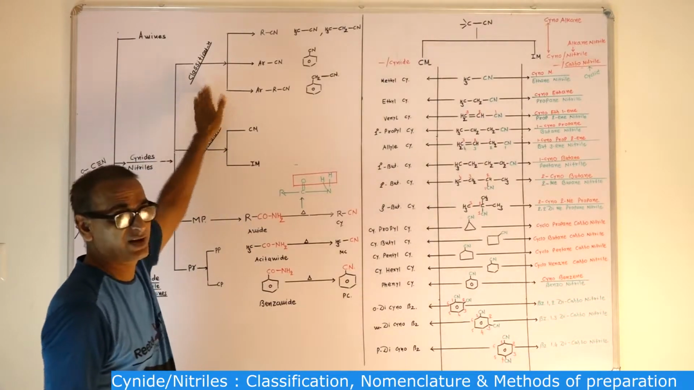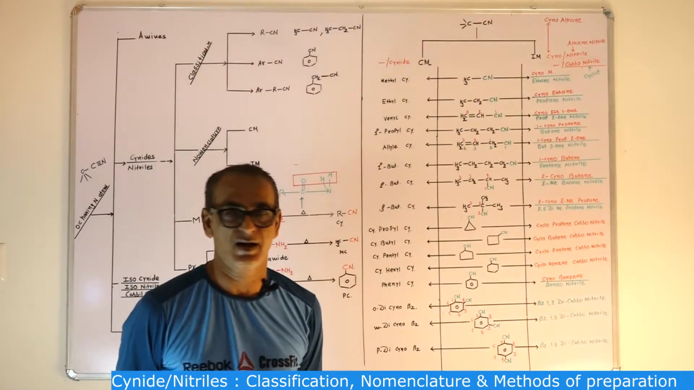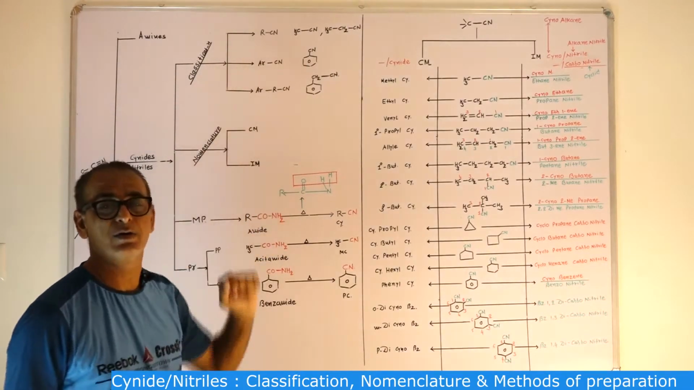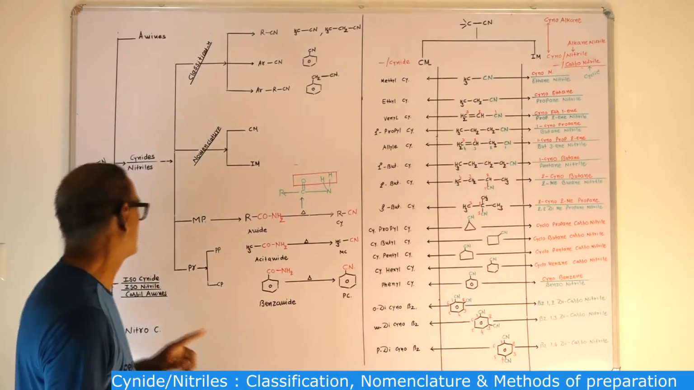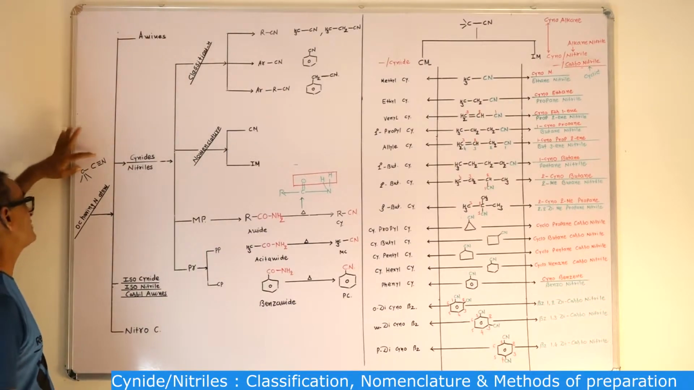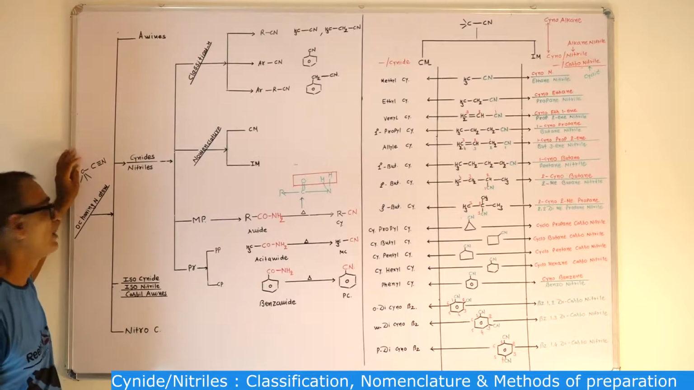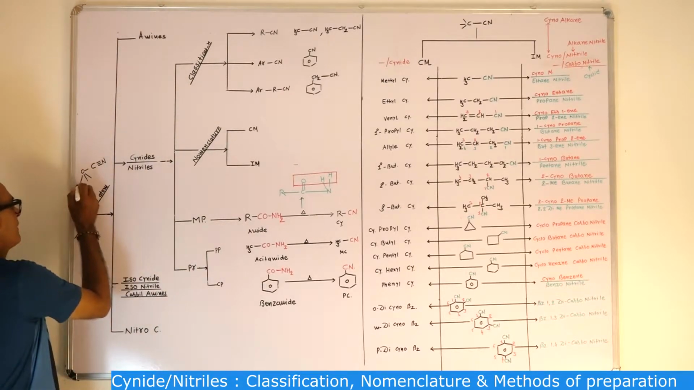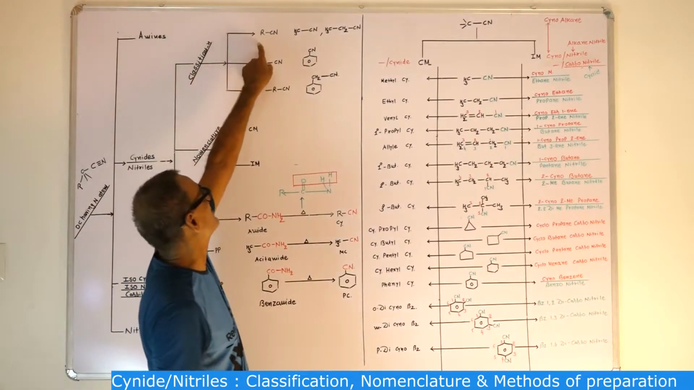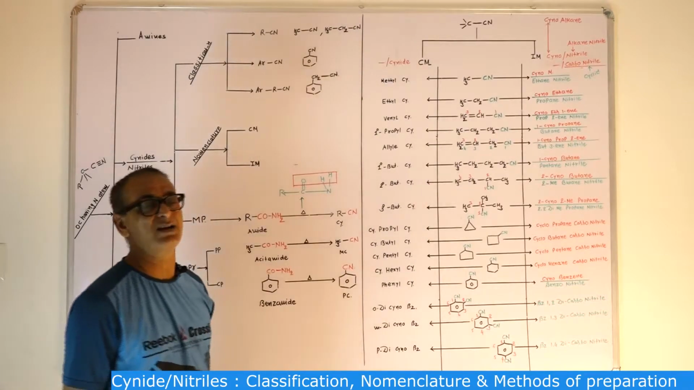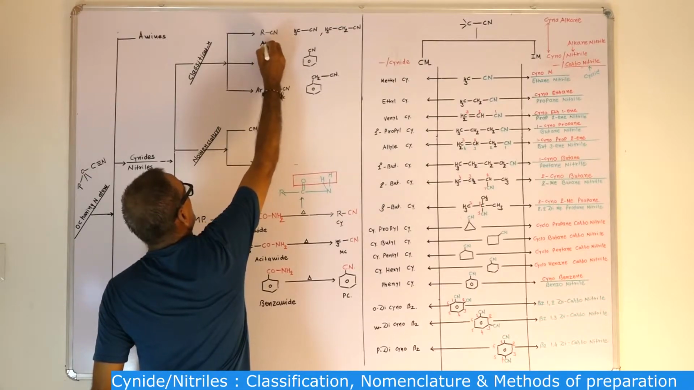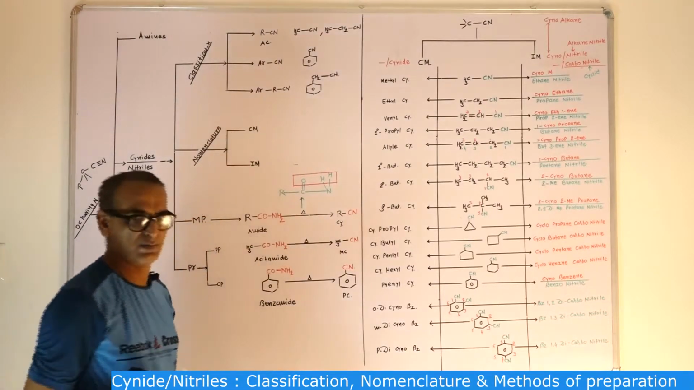First of all, classification, the types of cyanide and nitrile compounds. This classification is carried out on the basis of the membership of the carbon atom, the carbon atom which is directly attached to the cyanide group. If this carbon is a member of an alkyl group, then these compounds are known as alkyl cyanide, RCN. They are known as alkyl cyanide compounds, but the symbol is RCN.